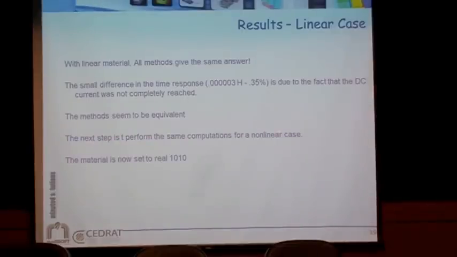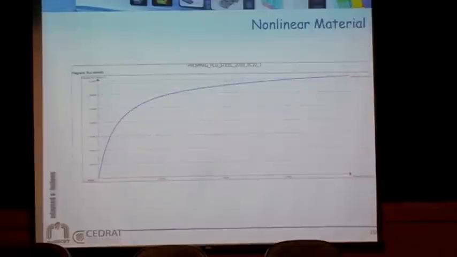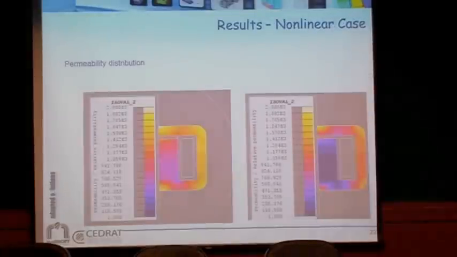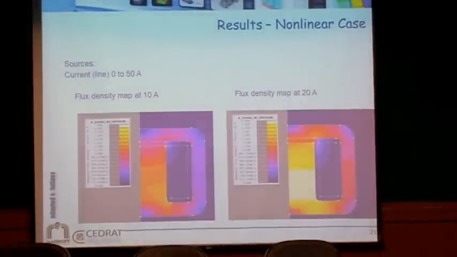But now we're going to do this same computation for a nonlinear case. And so now the material will be a 1010 steel. So it's a nonlinear steel. And this is the curve, the BH curve. Right? We have H here and B here. That gives you the characteristic of the curve. Nonlinear, no questions there. So first thing I'm going to do, I'm just looking first at the flux density map, just to make sure that I do have saturation and things like this.